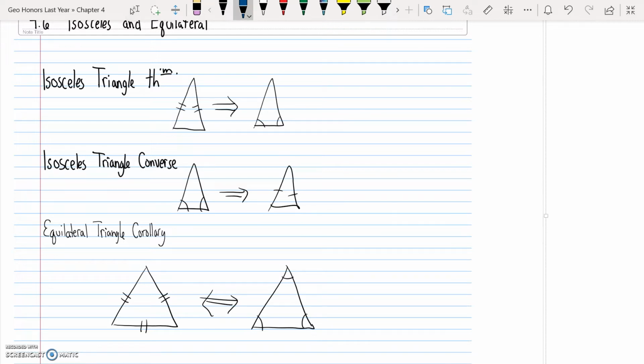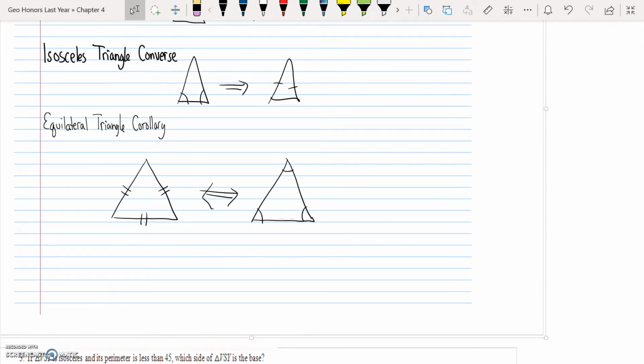Instead, the theorem says that if you have an isosceles triangle, then the opposite base angles must be equal to each other as well. So if these two sides are equal to each other, that means these two angles have to be equal to each other. Whereas the converse of that, our isosceles triangle converse, says that if you have two base angles that are equal to each other, it means then that the opposite sides are equal to each other. Not a definition, but we have a theorem and we have a converse that are both true.